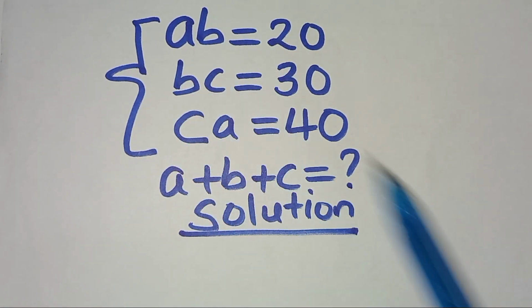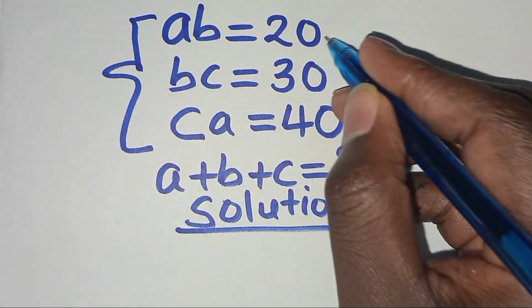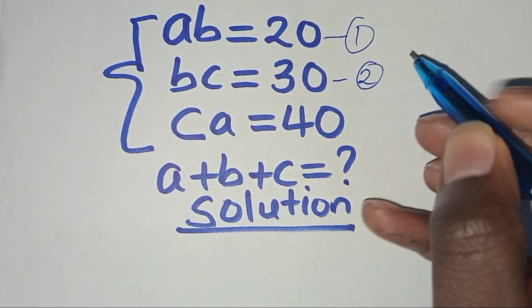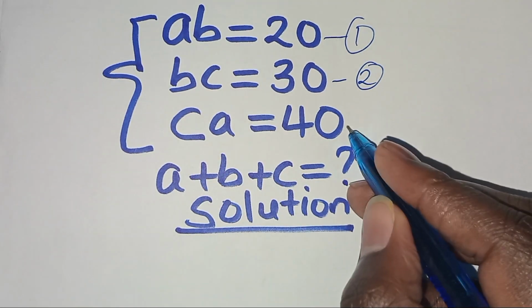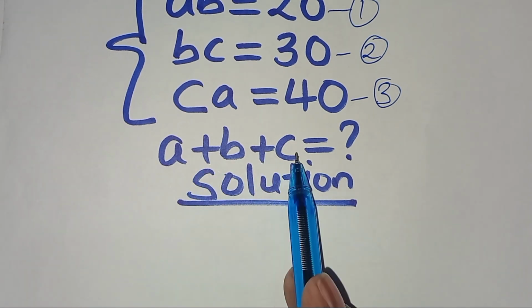Given this nice algebra problem, a times b is equal to 20, let's call this equation 1. B times c is 30, let's call this equation 2. And c times a is 40, and let's call this equation 3. So what is a plus b plus c?